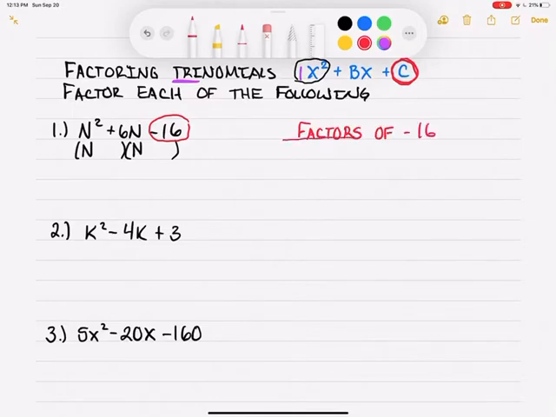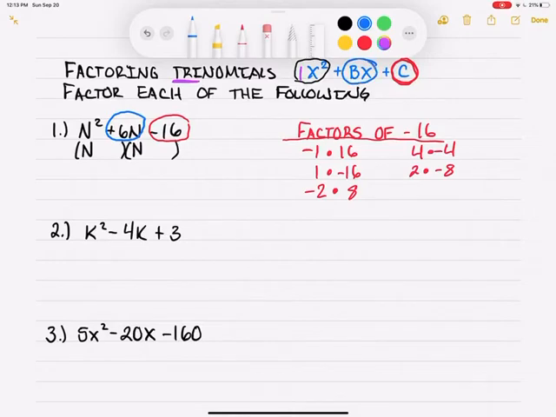What I'm going to do is list all of my factors out. Remember, it's negative 16, so we have more factors than normal. Okay, so I'm actually going to move this up so I have a little more room. Positive 2, negative 8. All of these pairs multiply to be negative 16, our c term. What we need to do is figure out which of these pairs add up to be positive 6, which is our middle term, or our b term.